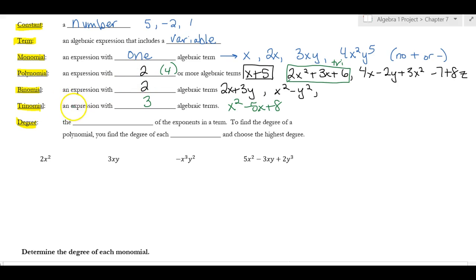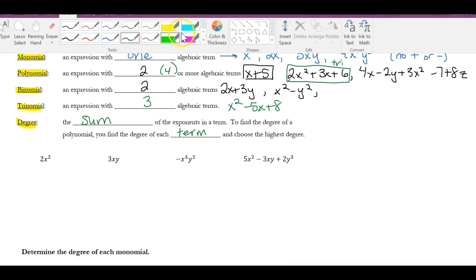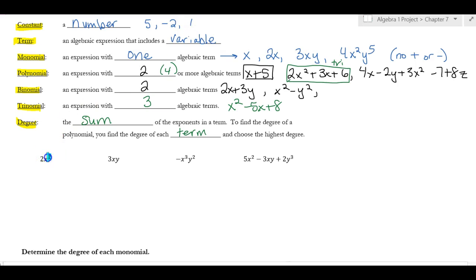Okay, so the degree is the sum of the exponents in a term. So it's the value or the sum of the exponents in a term. To find the degree of a polynomial, find the degree of each term and choose the highest. Okay, so let's look at this. Here's my exponent on my variable. I only have a 2, so that means this problem has degree of 2.